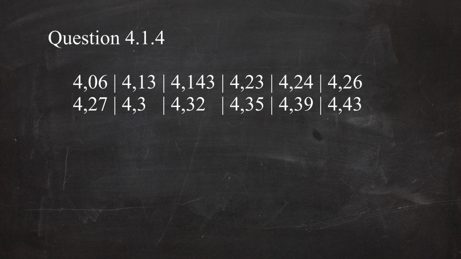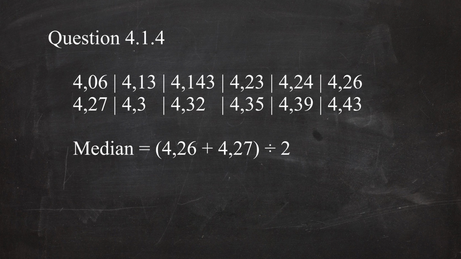The median value is the value that divides the dataset into 2 equal parts. In other words, the value in the middle of the dataset. Here you will have an even number of values in the dataset, so you have to find the average or the mean of the middle 2 values. The mean of the middle 2 values is 4.26 plus 4.27 divided by 2, and this will give you a median of 4.265 Canadian dollars.